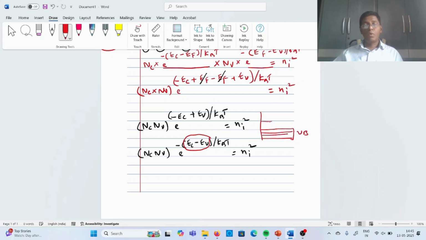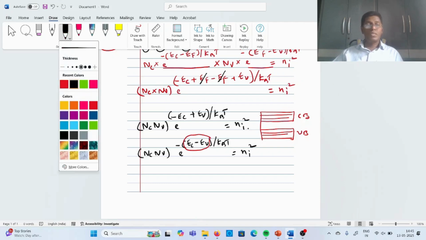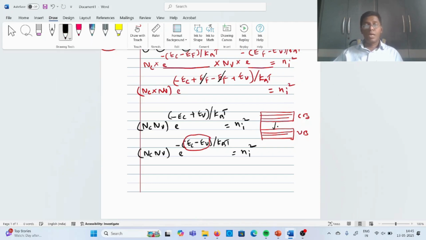And above the valency band, we observe the conduction band. It is known as conduction band. And the lower one is a valency band. Between the valency band and conduction band, a small gap is present. This gap is called the energy gap.